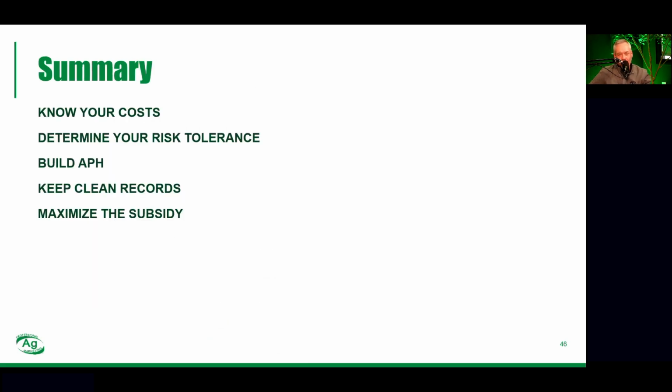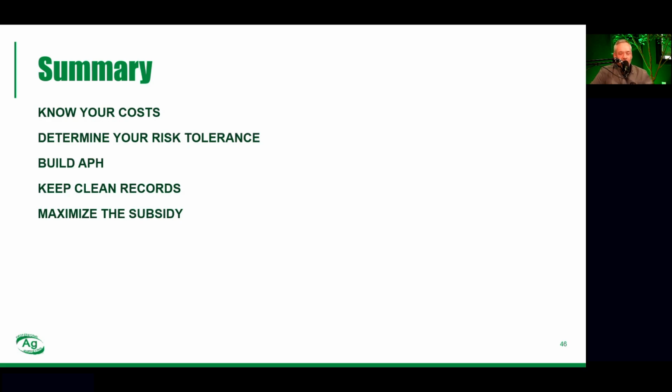Okay. So in summary, what I would take away from this, hopefully you got a good baseline idea of how the crop insurance policies work, some of the information you need. But before you go see your agent for 2026, do some homework, know your cost of production, and so you can start looking at the coverage provided by the policies in place to determine what coverage and premium combination best fits your operation.